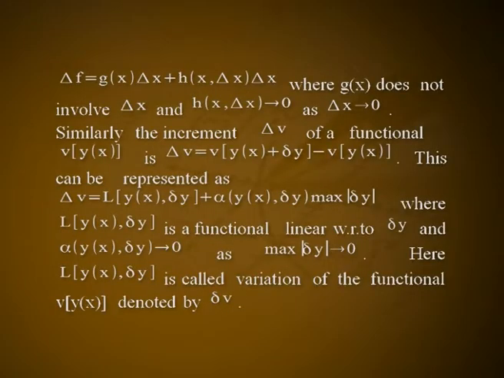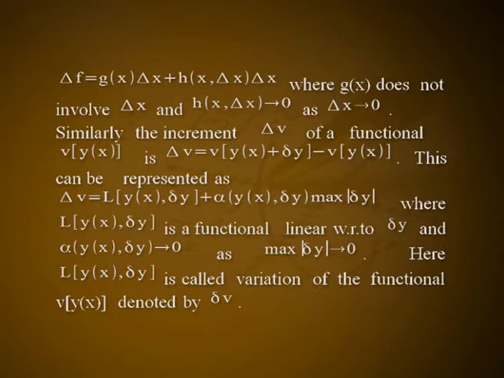The increment of a function f of x is delta f equal to f of x plus delta x minus f of x. This can be represented as delta f equal to g of x times delta x plus h of x, delta x times delta x, where g of x does not involve delta x and h of x, delta x tends to 0 as delta x tends to 0.